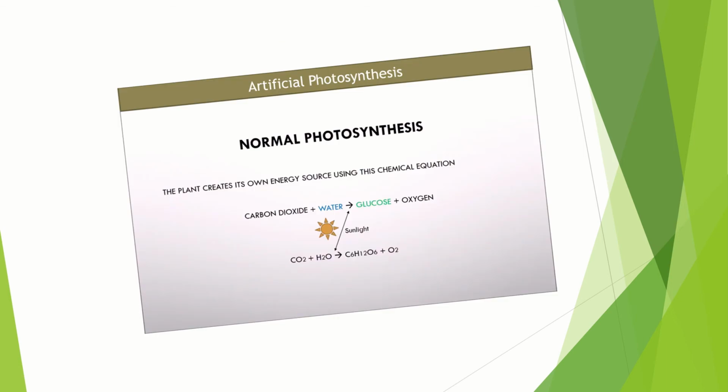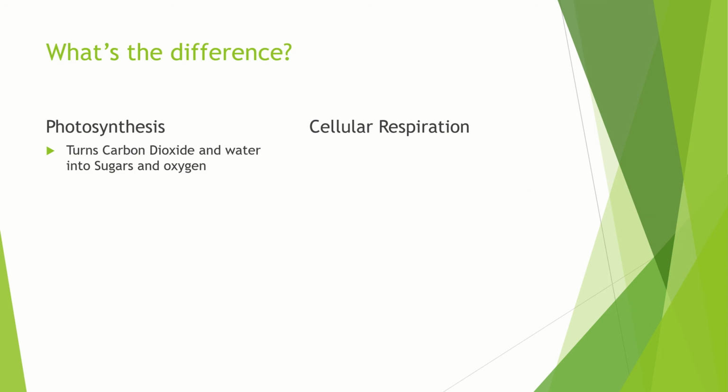In my last video, I talked about artificial photosynthesis. As you remember, plants use regular photosynthesis, which creates its own energy source using this chemical equation. Carbon dioxide and water makes glucose and oxygen gas. In cellular respiration, however, it's the opposite and turns sugars and oxygen into carbon dioxide and water.